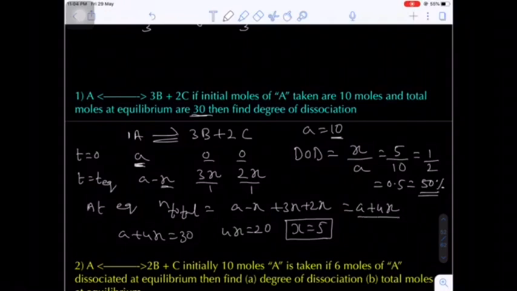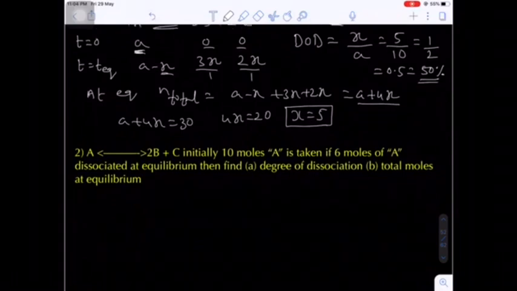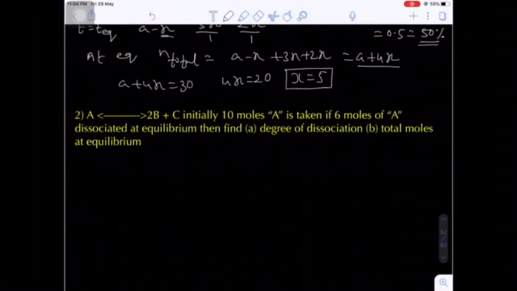Okay. Now I am calculating the total number of moles, which is A plus 4x, that is equal to 30 moles. Now the A, that is the initial number of moles, is also given to you, from which I am calculating the x value, that is 5. Total moles how much? 10. So 5 upon 10, that is a 50% degree of dissociation.